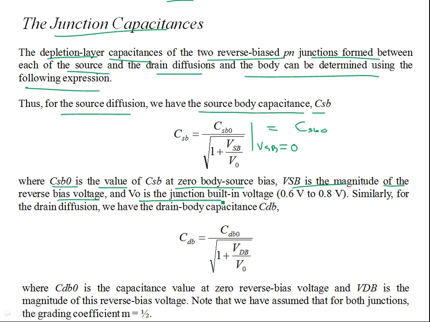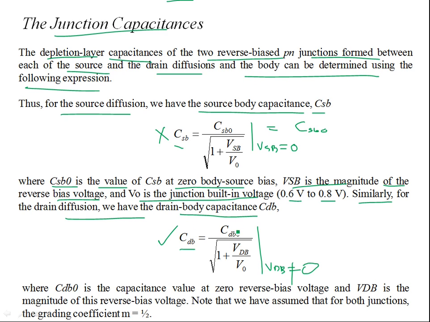Similarly, V0 is the junction built-in voltage, which is intrinsic, about 0.6 to 0.8 volts. Similarly, for the drain diffusion, we have the drain-body capacitance CDB. Again, this occurs only when VDB is greater than 0. Usually we don't have CSB in practical circuits, but we do have a small CDB. Although not significant, CSB is usually 0, but CDB has to be included.